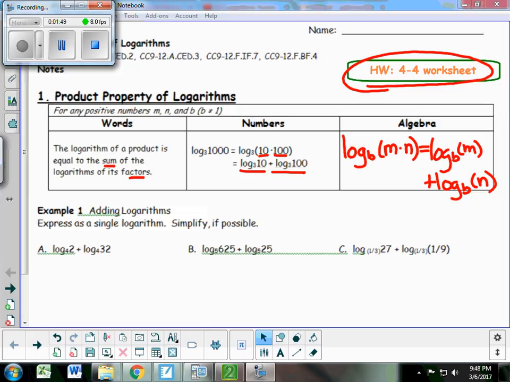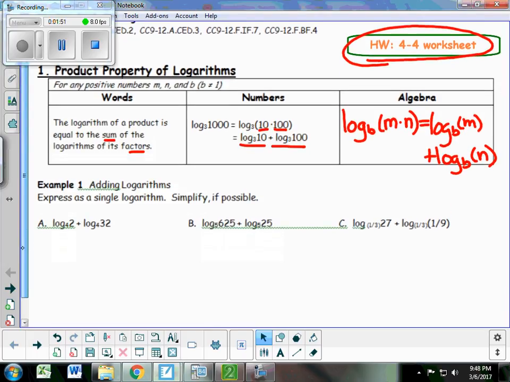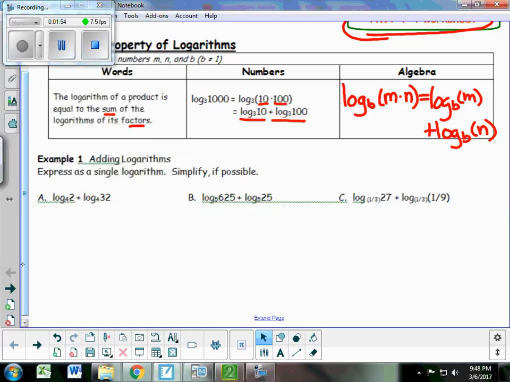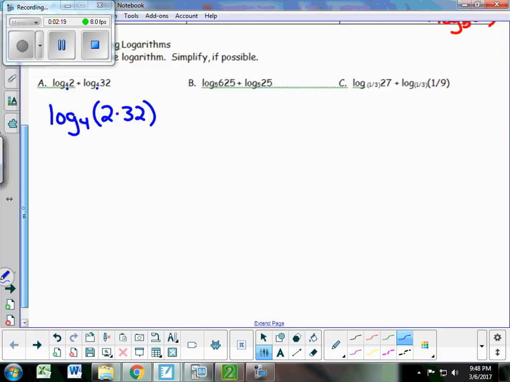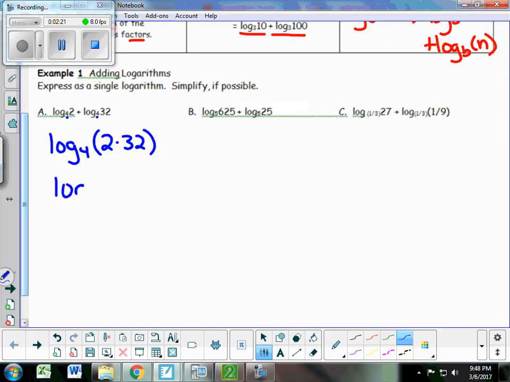All right, let's take a look at trying some of these out. We're going to express each of these as a single logarithm and simplify if possible. So here's log base 4 of 2 plus log base 4 of 32. They're being added, and they have the same base of 4, so we can combine these. Log base 4 of 2 times 32. We're going to be able to simplify most of these. So that's going to be log base 4 of 64.